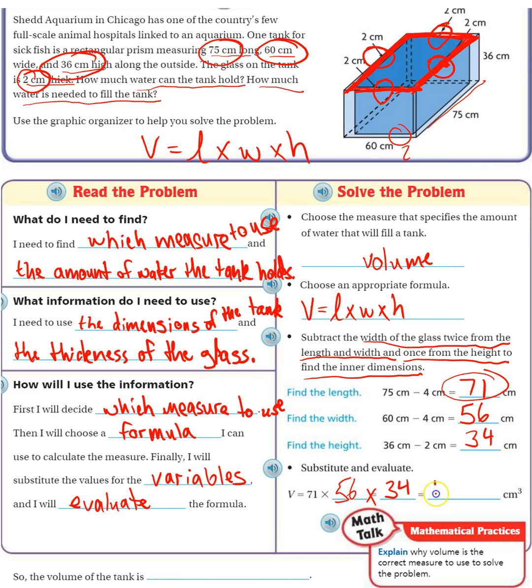And what you get is 135,184. So the volume of the tank is 135,184 centimeters cubed.